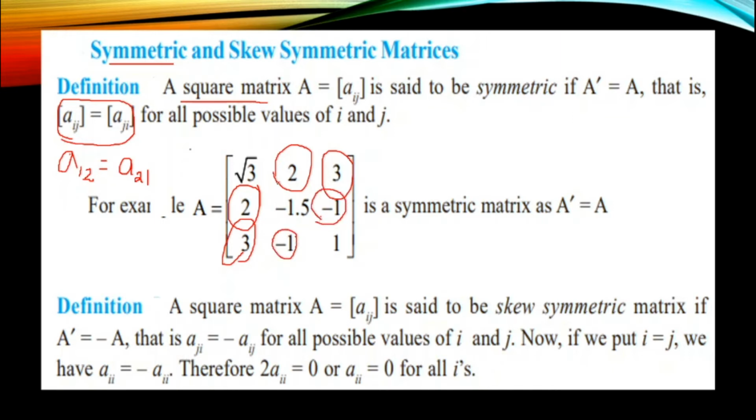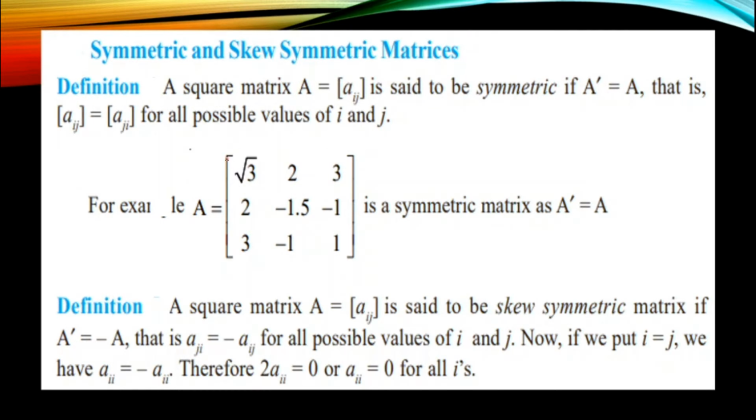Symmetric means, see, if you fold the matrix from here, it becomes symmetric, right? This 2 will come over this 2, 3 over this one, -1 over this -1. So this is a symmetric matrix, so you can say A dash is equal to A. Clear? Okay, even if you interchange the rows and columns, you'll get the same matrix. So A dash is equal to A. So symmetric matrix means A dash is equal to A.